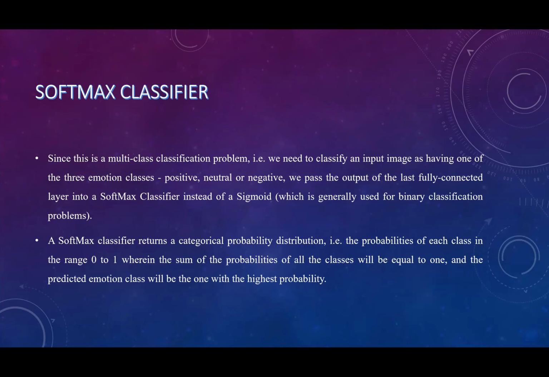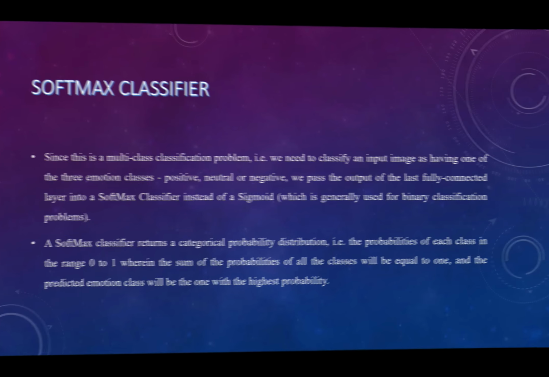Now moving to the softmax classifier. The softmax classifier returns a categorical probability distribution, that is, the probabilities of each class in the range 0 to 1. Since this is a multi-class classification problem, that is, we need to classify an input image as having one of the three emotion classes, positive, neutral, or negative, the sum of the probabilities of all the classes will be equal to 1, and the predicted emotion class will be the one with the highest probability.